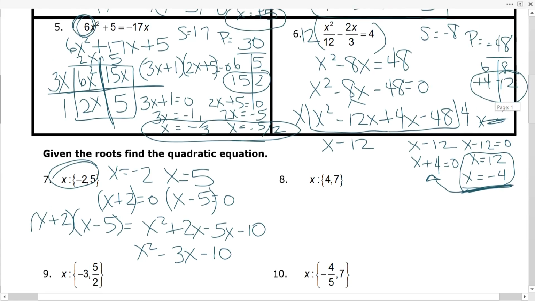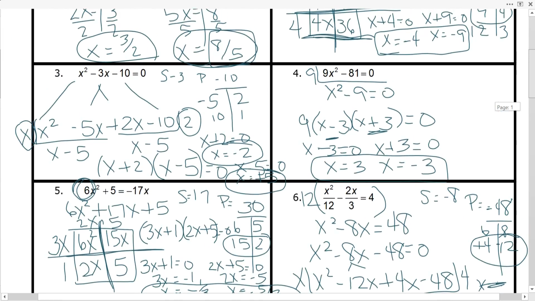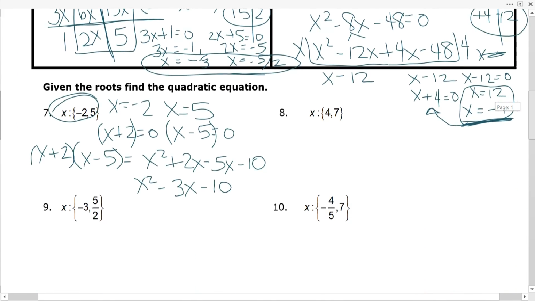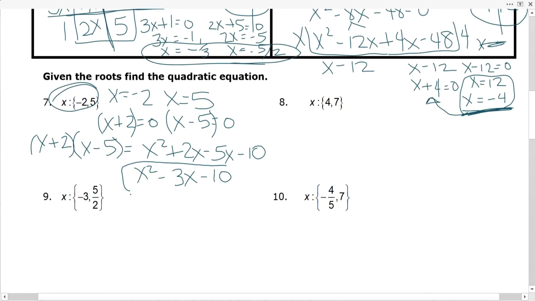Did we just have that one? I don't think we did. Yep, number 3. We had -2 and +5, and there they are. Okay, so if we have our roots, we can go back to the quadratic equation. So it works out both ways.